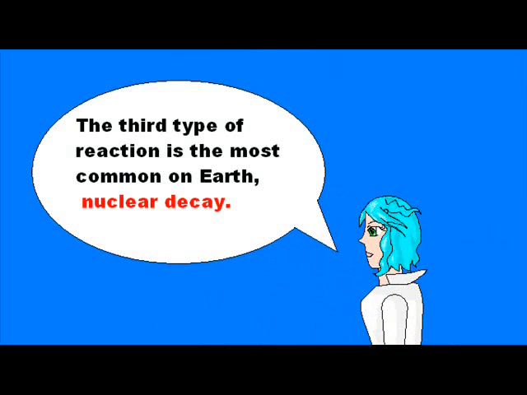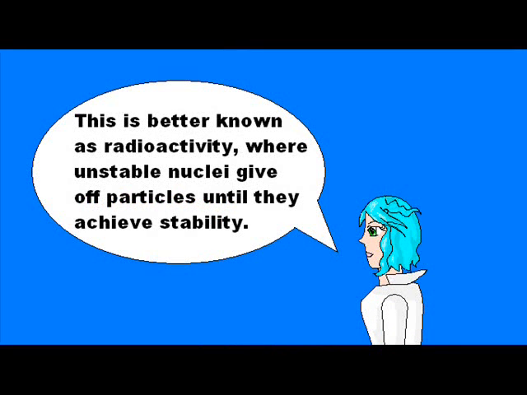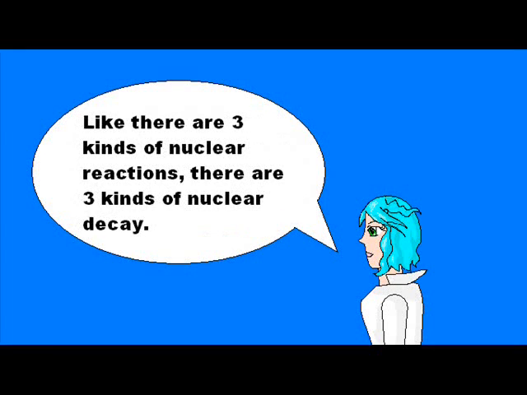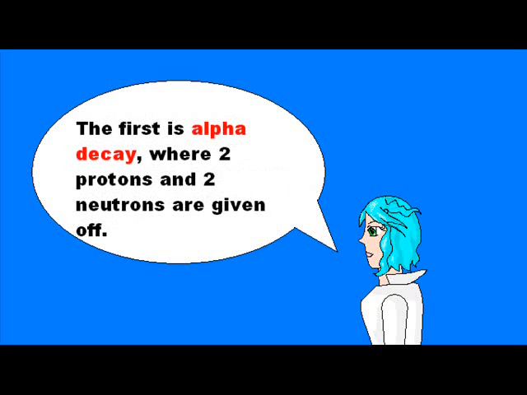The third type of reaction is the most common on Earth, nuclear decay. This is better known as radioactivity, where unstable nuclei give off particles until they achieve stability. Like there are 3 kinds of nuclear reactions, there are 3 kinds of nuclear decay.